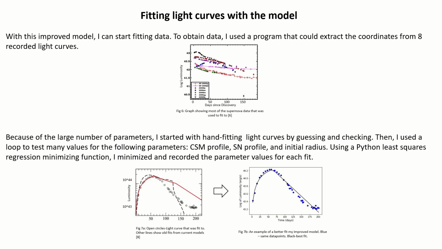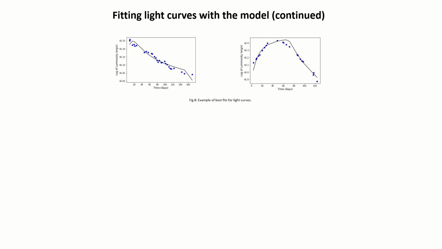In figure 7, you can see an example of the improvement that the model made. On the left, you can see the dotted black lines as the recorded light curve data, and the red and dotted black line as current models trying to fit to the data. Compared to the right, you can see my model clearly having a much better fit. And figure 8 showed just 2 additional fits.